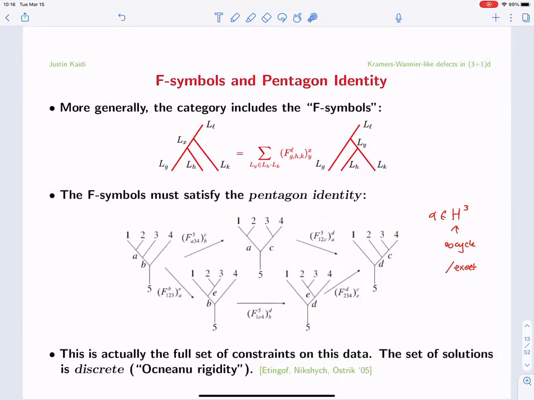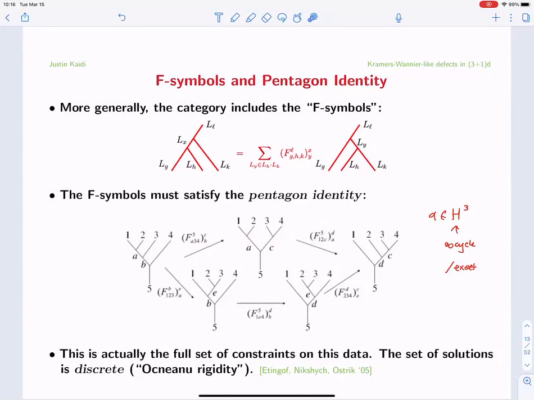Okay. Great. So the data of the category was the fusion ring and the F symbols. The F symbols were subject to some identity here, the details of which are not important for us today. And it turns out that this is the full set of constraints on this data. So this is really the only constraint.